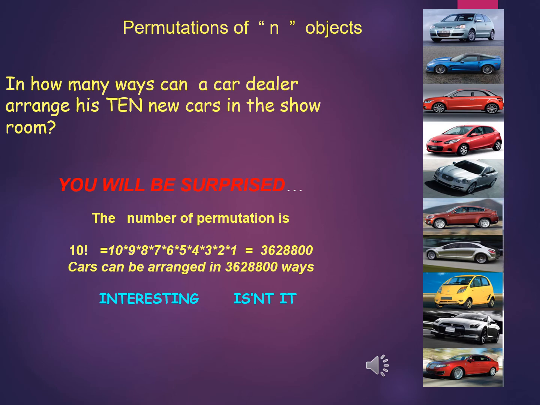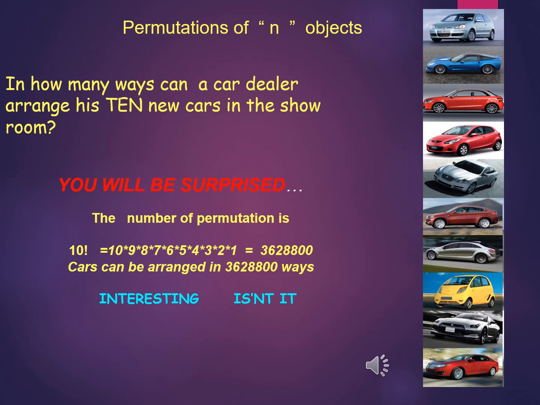In how many ways can a car dealer arrange his 10 new cars in the showroom? So there are 10 cars. Scorpio, Jetta, Volkswagen, Audi. So 10 cars are there. How can we arrange the cars in front of his garage? You'll be surprised. There are only 10 cars. So you select all the 10. How do you arrange all the 10? 10 factorial. What is 10 factorial? 10 multiplied by 9 into 8 into 7 into 6 into 5 into 4 into 3 into 2 into 1.